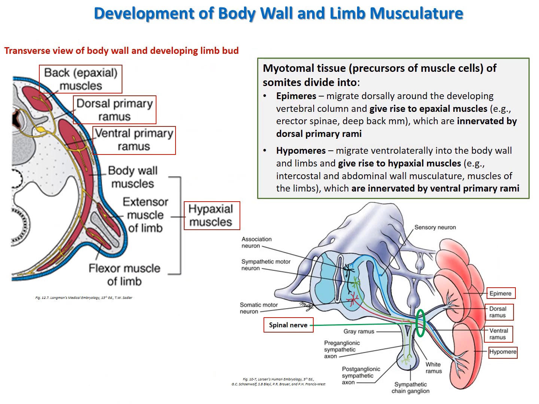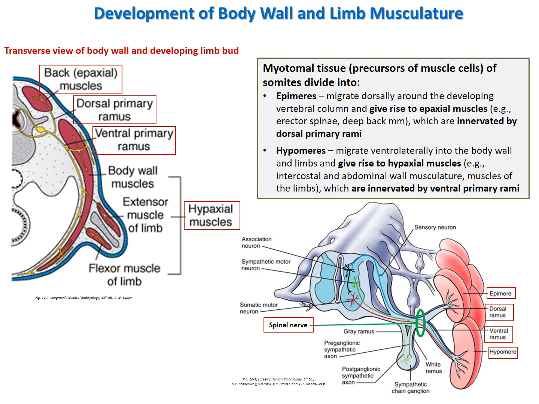Now we move on to discuss another major component of limb bud development, and that is the formation of the limb musculature. This involves the mesoderm in somites that are destined to form muscle, called the myotome. Myotomal tissue, representing precursors of muscle cells of somites, divides into epimeres and hypomeres as seen in both illustrations. The epimeres migrate dorsally around the developing vertebral column and give rise to epaxial muscles. Examples include the erector spinae and the deep back muscles. These will be innervated by dorsal primary rami of spinal nerves.